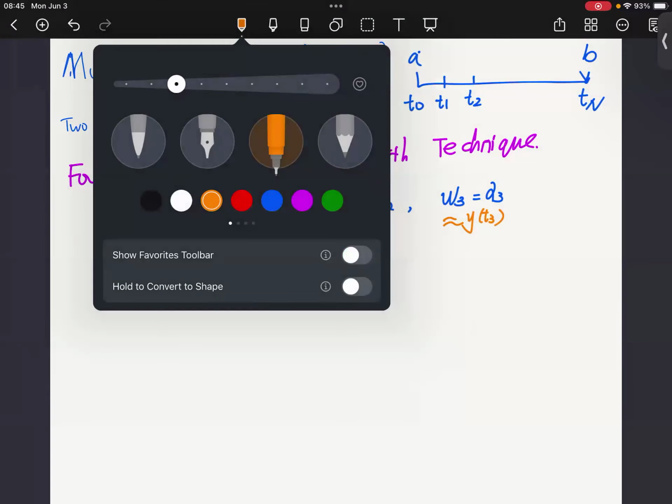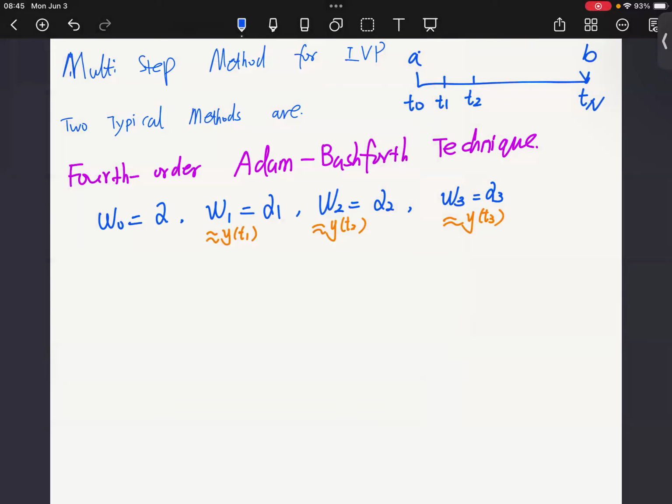multi-step method, the formula looks like the one below. W(i+1) is updated by the previous four-step values. The first one is W_i, which is still W_i, one step before i+1. But the term after it is h over 24, times 55, and f(t_i, W_i). This one is still using the one step before i+1.